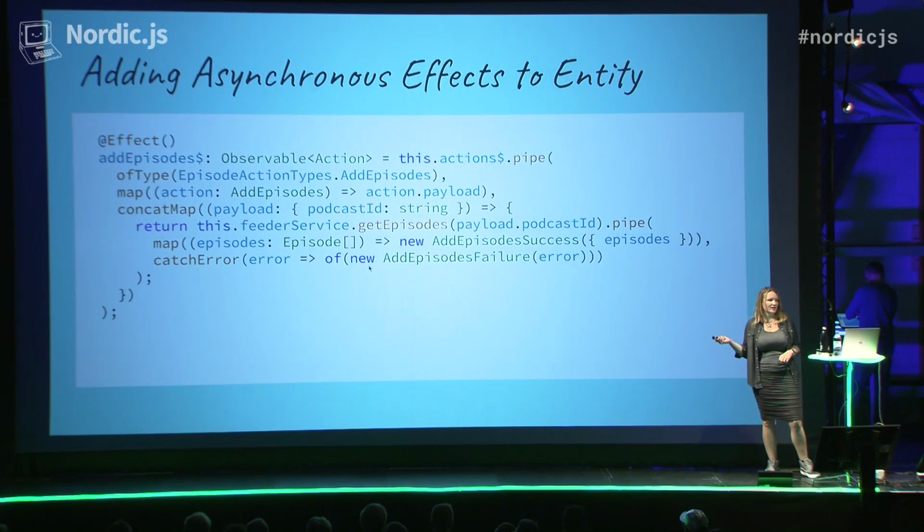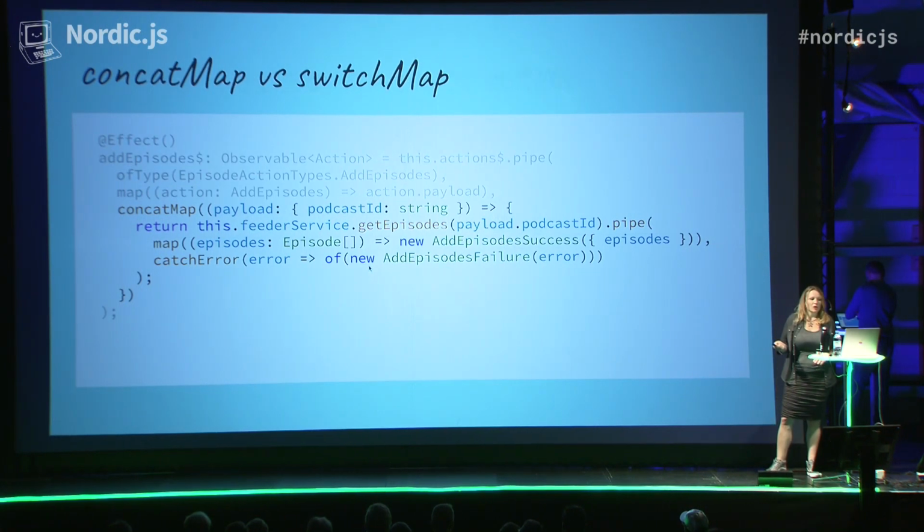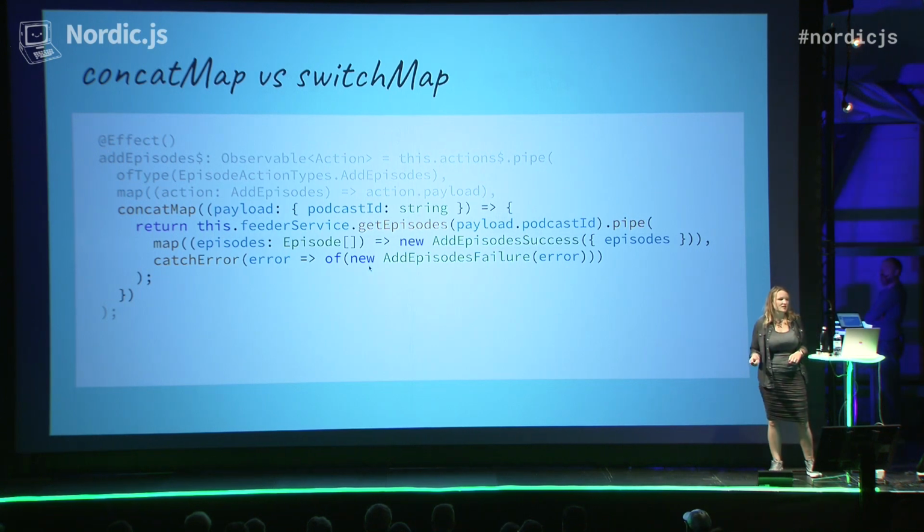Next, we'll create an effect to call the service for loading a set of episodes by that podcast ID. In our application, we are requesting the loading of many podcast episodes at a time. So in this effect, we use concatMap because it waits for each observable to finish until the next one is processed, preserving the order of the podcast array and requesting each podcast's episodes in succession.